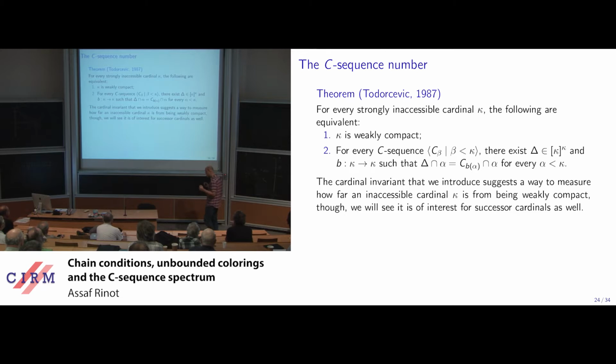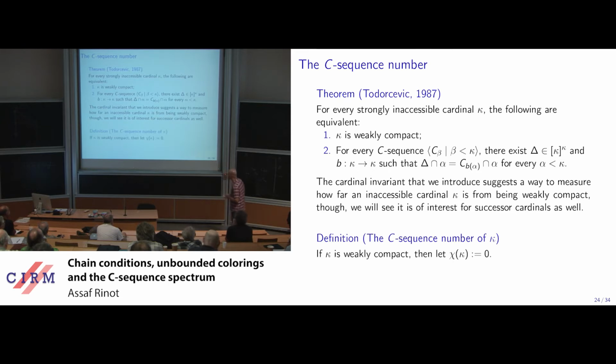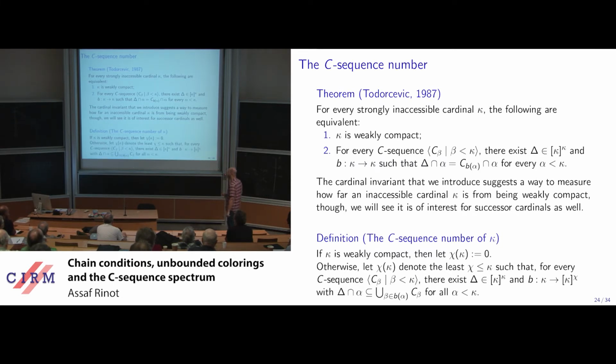And what we would like to do is to measure how far we are from being weakly compact. We start with any cardinal kappa, and we would like to know how far it is from being weakly compact. So it makes a lot of sense for inaccessibles, but actually it turns out it makes sense also for successor cardinals. So here is our definition. This is the cardinal invariant, the C sequence number of kappa. If kappa is weakly compact, it's as close as possible to being weakly compact, so we assign it to be 0. And otherwise, chi kappa is defined the following way.